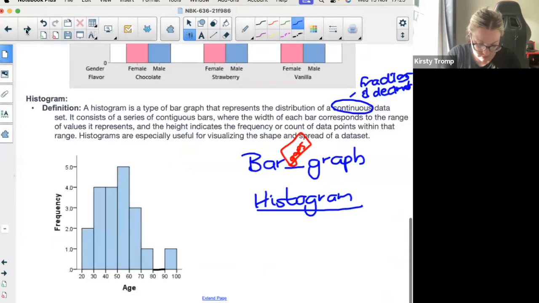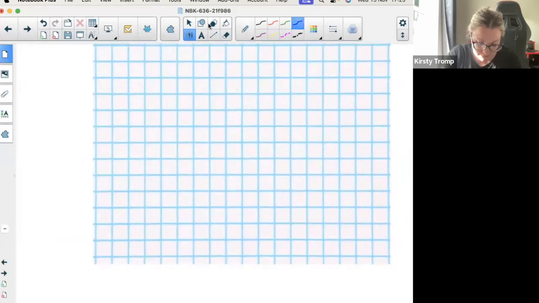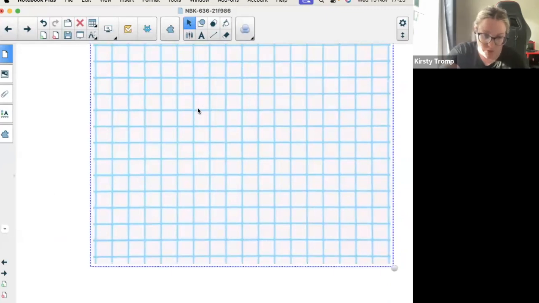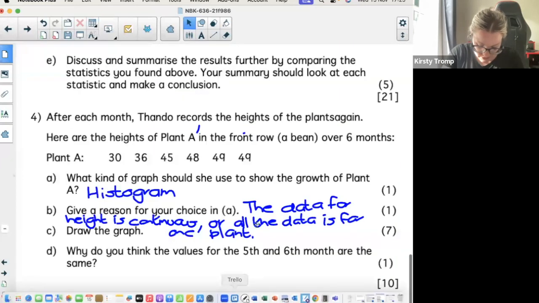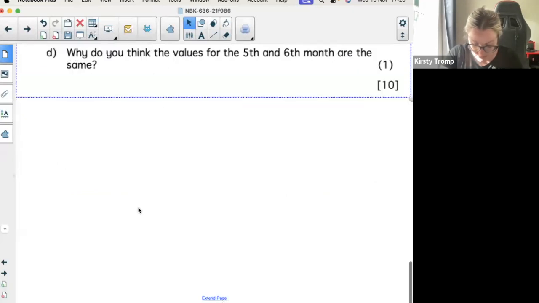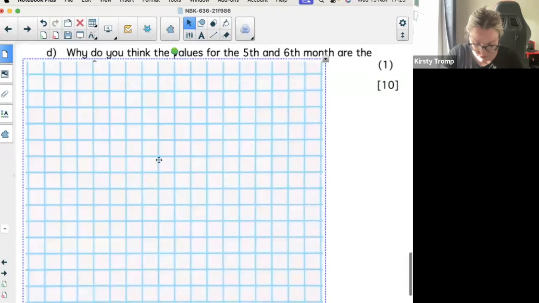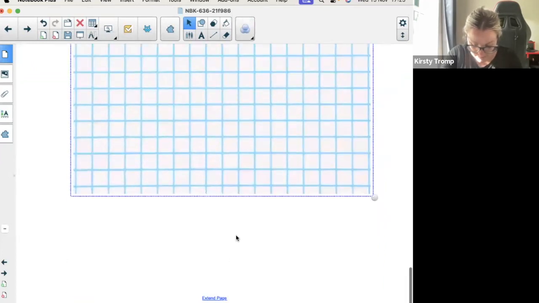Oh my goodness, where are my bars? There we go. I am going to cheat a little bit. I'm going to use one of these graph papers just because it's going to make my life so much easier. If you don't have graph paper, that's okay. You can still draw a histogram without graph paper. It's not a difficult thing to do. But I'm going to draw mine with some graph paper just because it's going to make it a little bit easier.